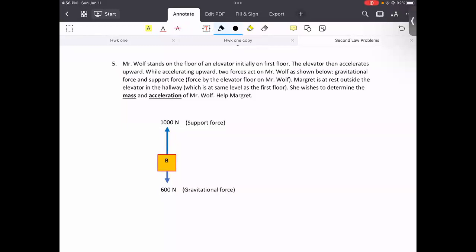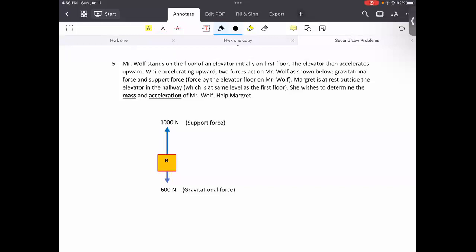Mr. Wolf upward. Okay, so Margaret is at rest outside the elevator in the hallway. Margaret is watching, maybe it's an elevator where you can see people inside, even when they are going up or down. And Margaret would like to find out the mass of Mr. Wolf and also Mr. Wolf's acceleration. All right, so let's solve the problem.